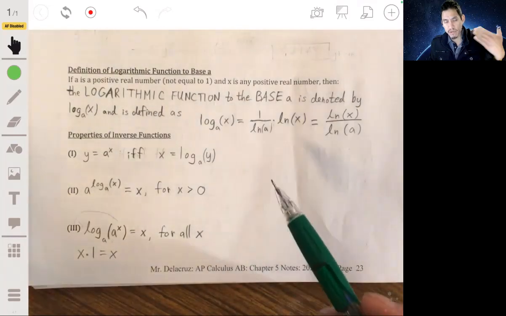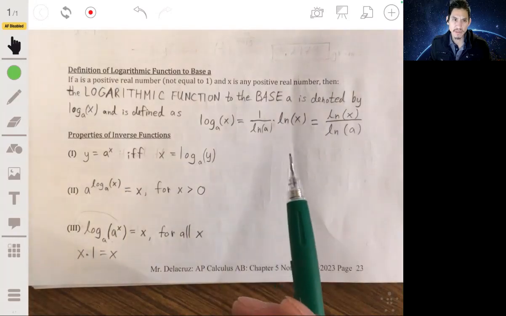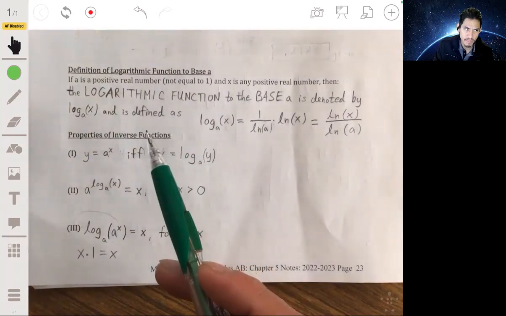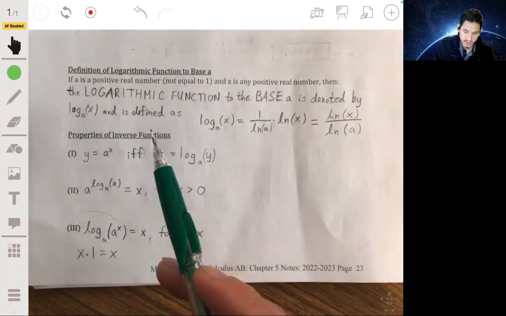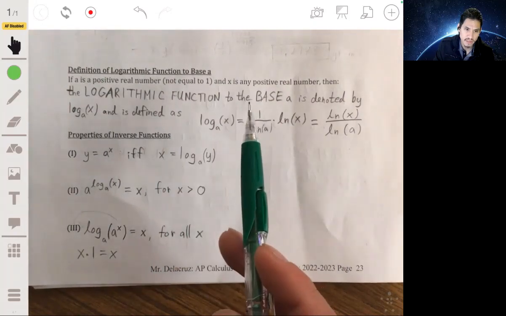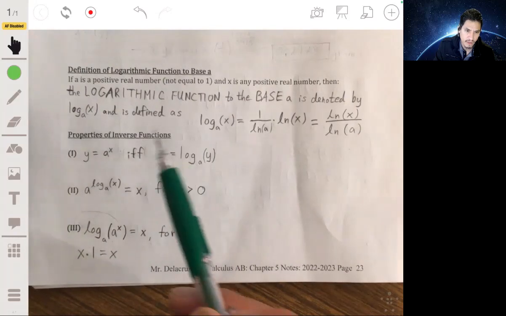Now let's remember also how the exponential and logarithmic function relate to one another, and that's them being inverse functions. So the inverse of an exponential function is a logarithm function, and that only holds if one or the other is true.